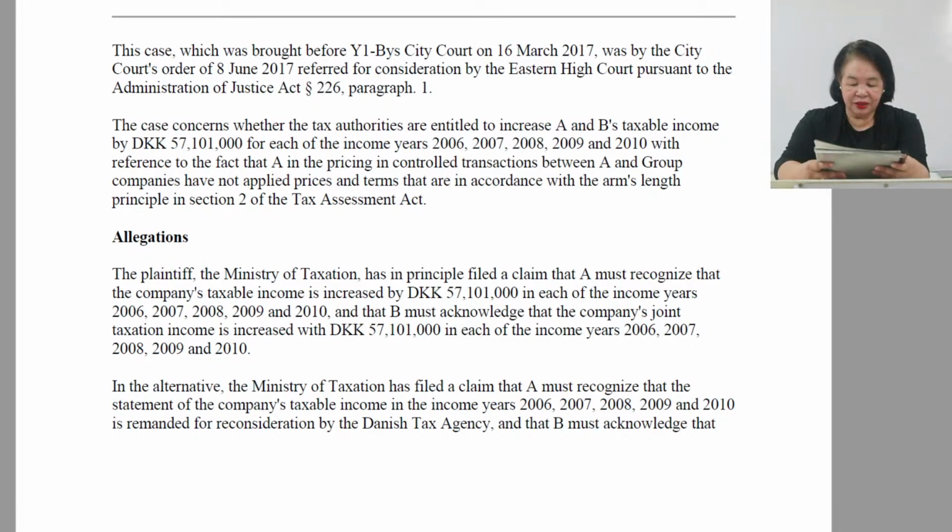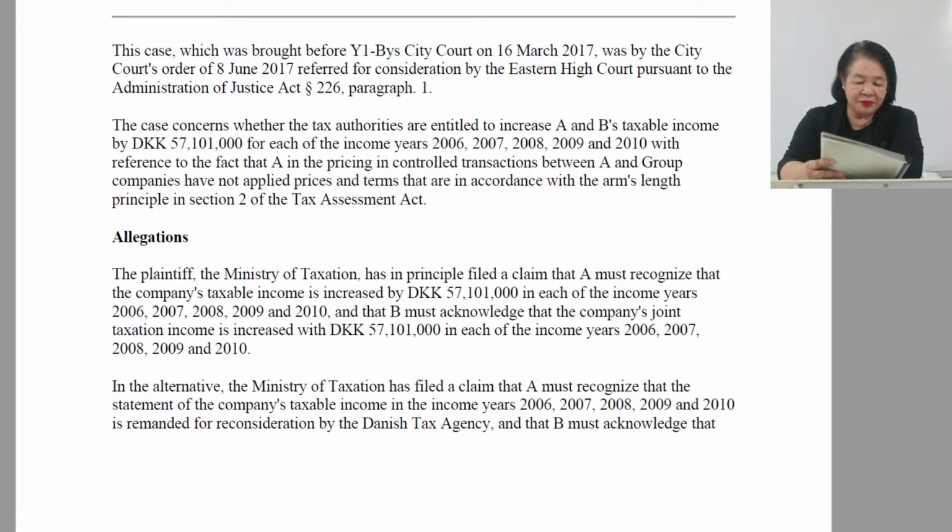Okay. With reference to the fact that A, in the pricing in control transactions between A and group companies, have not applied prices and terms that are in accordance with the arm's length principle in Section 2 of the Tax Assessment Act. So, ano yung reason bakit na-assess sila? Kasi hindi arm's length ang transactions, no? Okay, so what are the allegations? The plaintiff, sino yung plaintiff dito?